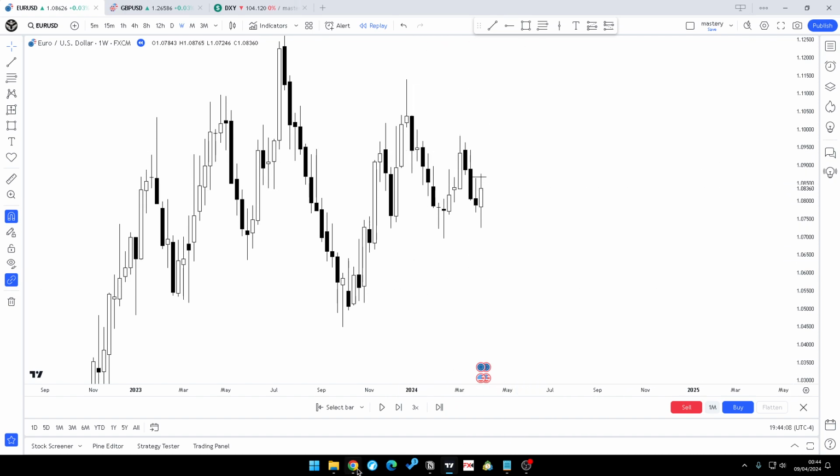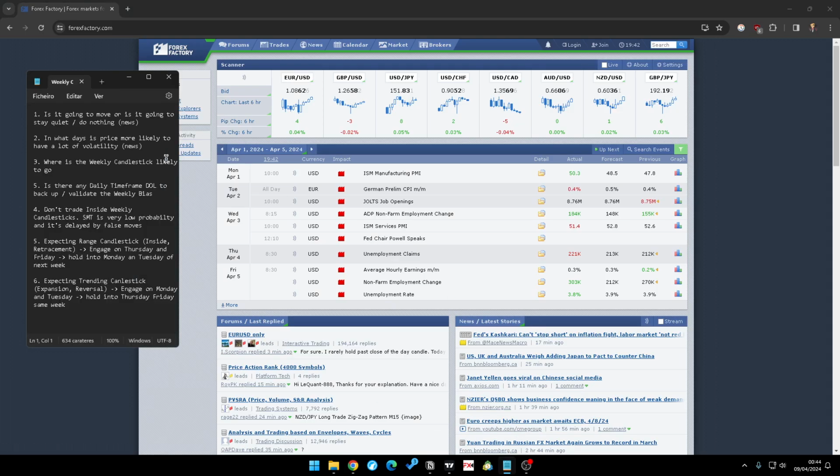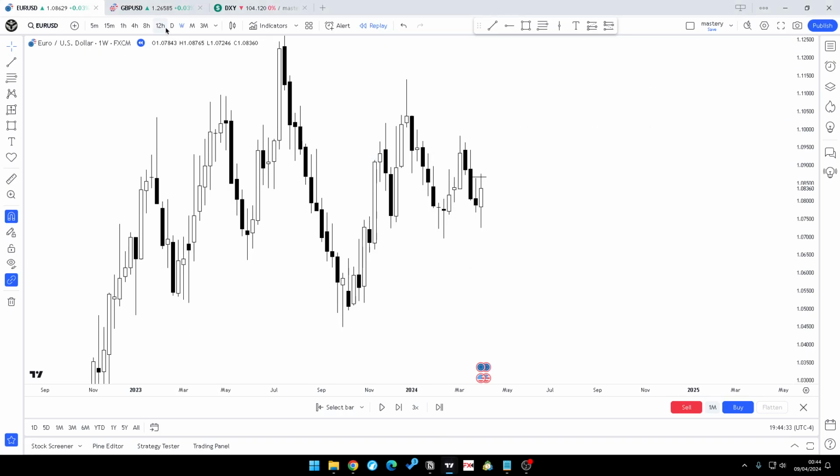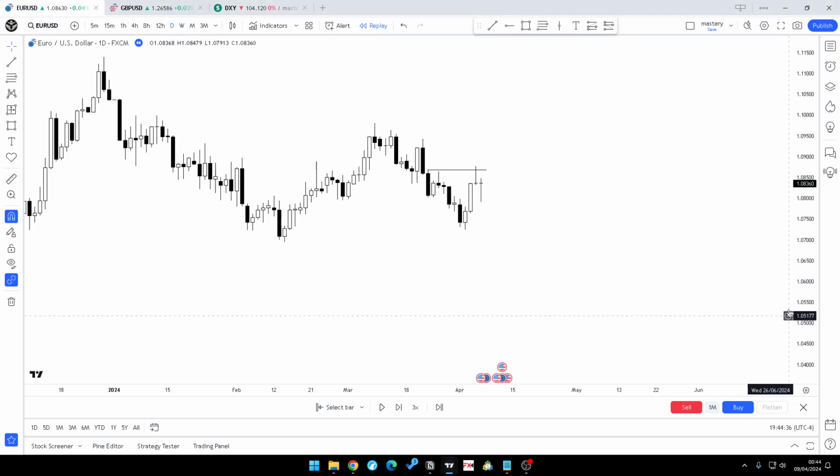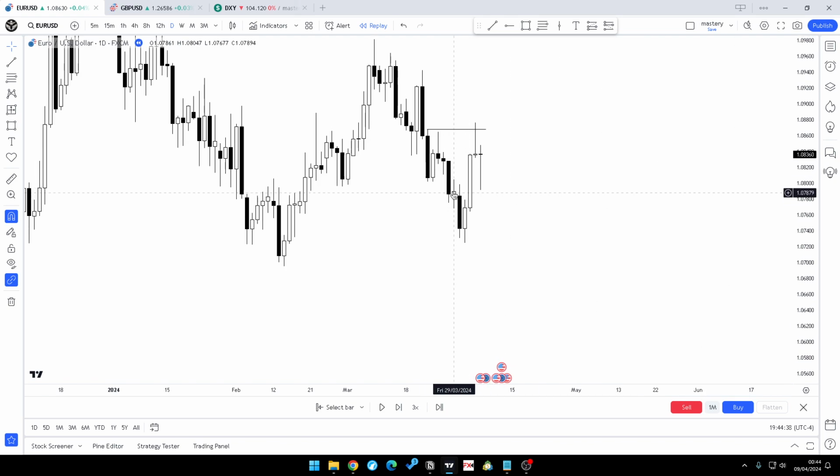So now going into the questions. Is it going to move or is it going to stay quiet, do nothing? Based on this news, NFP, okay, it's going to move a little bit. Okay, Monday news, which tells me that Monday can expand, especially if Friday consolidated. So if I go into the daily chart, did Friday consolidate? Yes, Friday consolidated, coupled with Monday news.